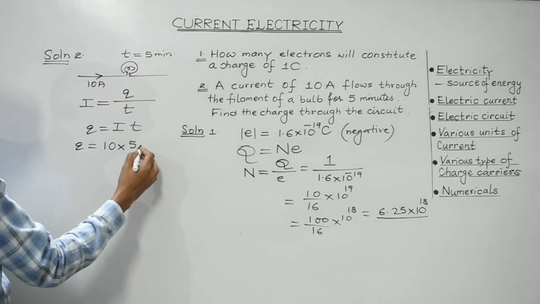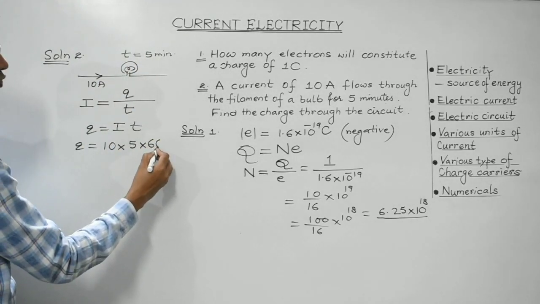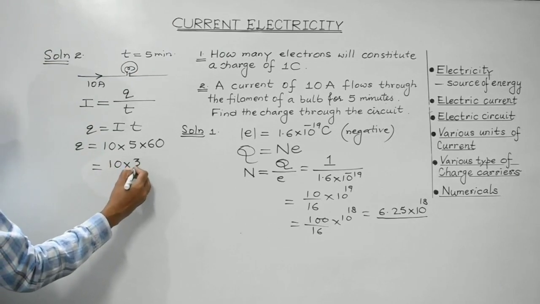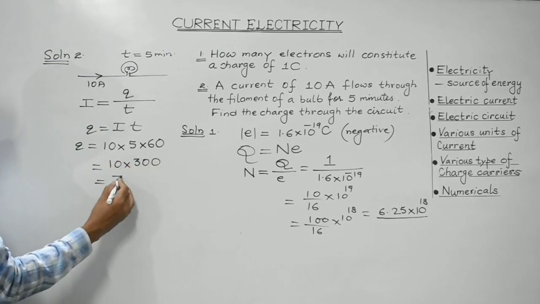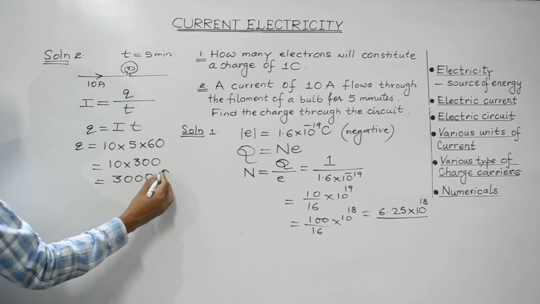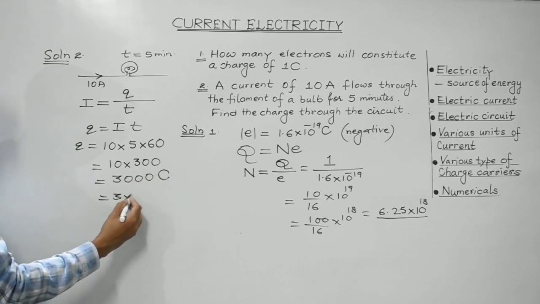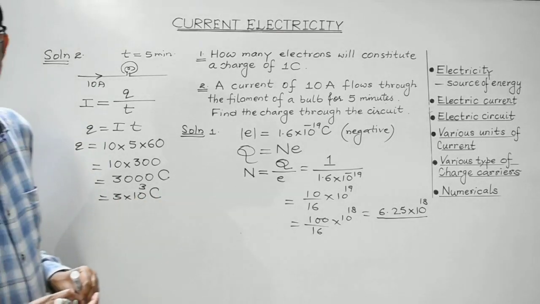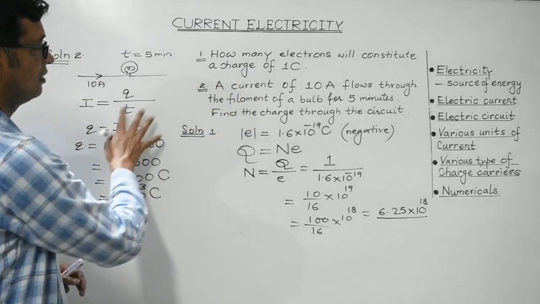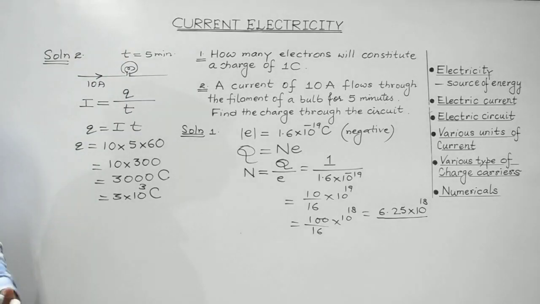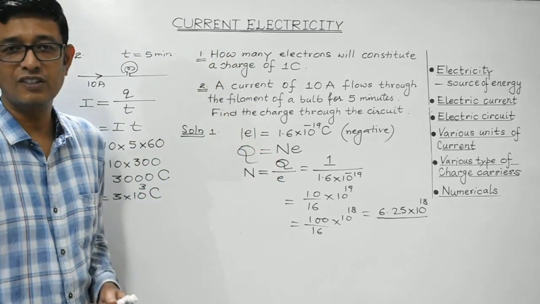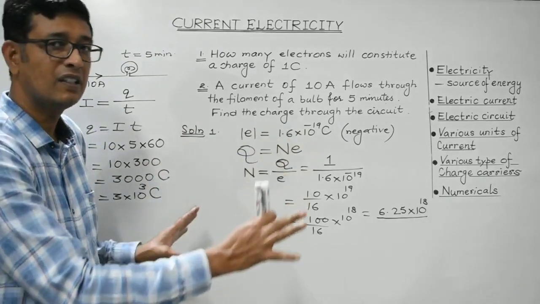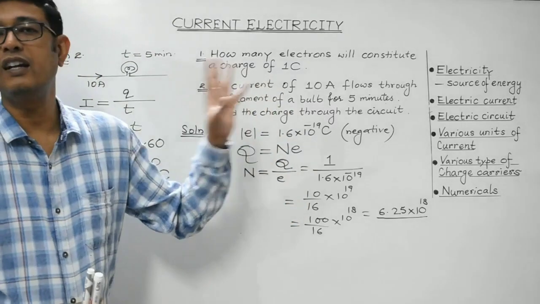So 1 minute is 60 seconds, so time would be 5 into 60. So it will be 10 multiplied by 300, so it will be 3000 coulomb, or it may be written as 3 into 10 raised to power 3 coulomb. So that's the solution for question number 2. So these are some very basic questions, right? I hope you have understood all the basic concepts in this unit of current electricity.